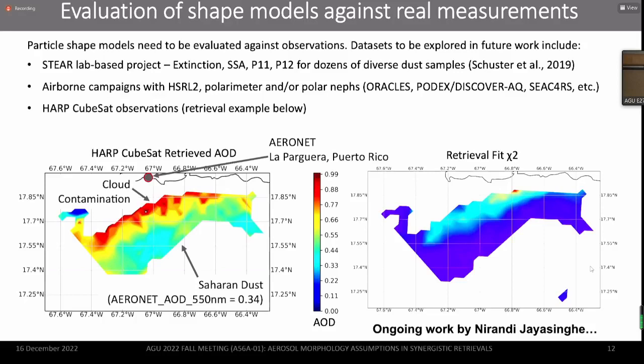One really nice way that we haven't started or even really talked to Greg about is the STEER project that Greg Schuster PI'd at Langley. We have extinction, SSA, and a P11 and P12 for a really wide range of dust particles that we could use to test the different shape models. There's obviously also airborne data: HSRL, polarimeter, and polar nephelometer measurements. And then we've also started looking at HARP CubeSat observations of dust to see if perhaps one model produces a lower fit residual than another. But that work is just beginning.